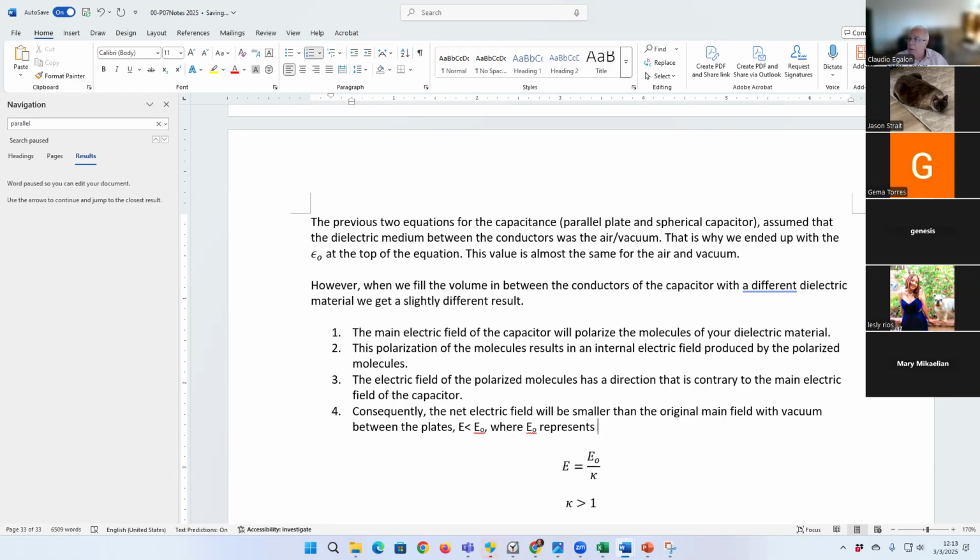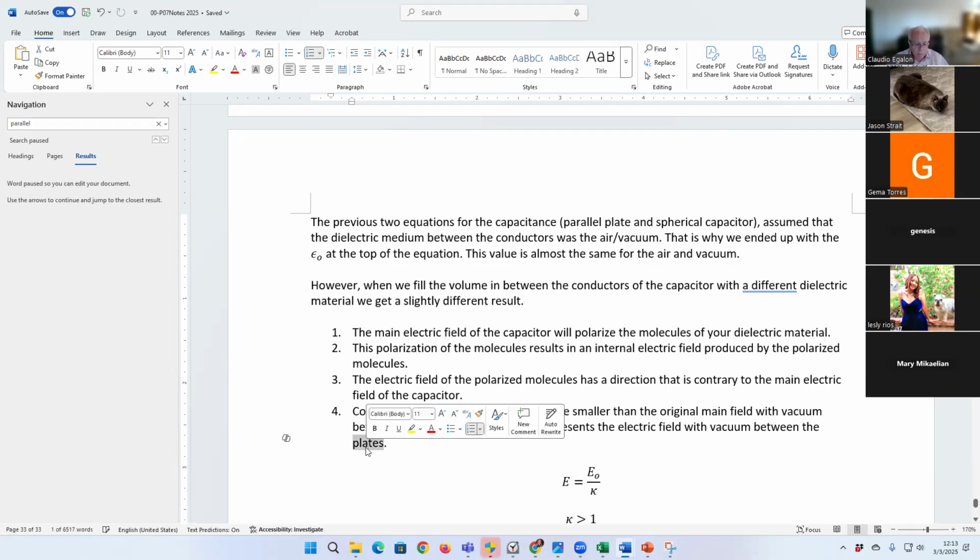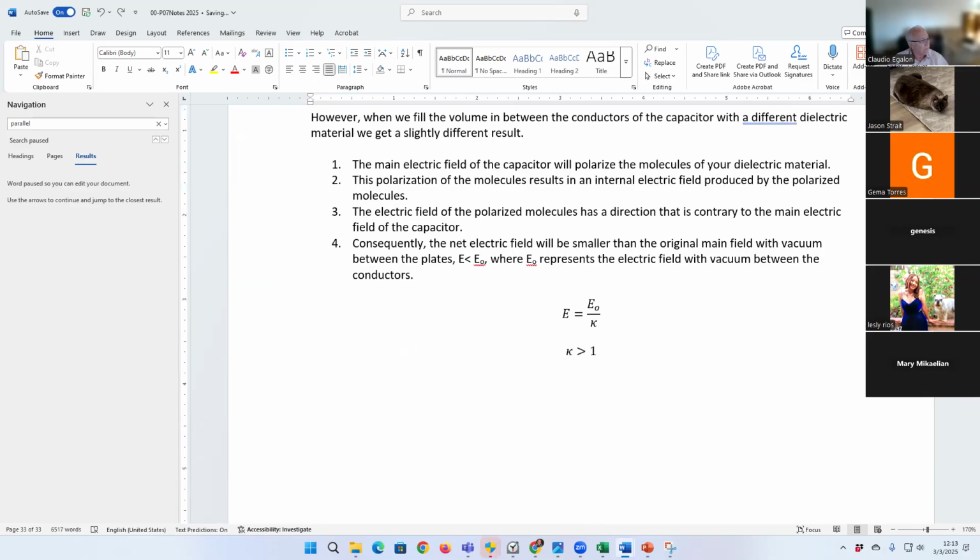Where E naught represents the electric field with vacuum between the plates. Between, not the plates, but let's put between the conductors is better. Conductors is a more generic name for the plates, right?